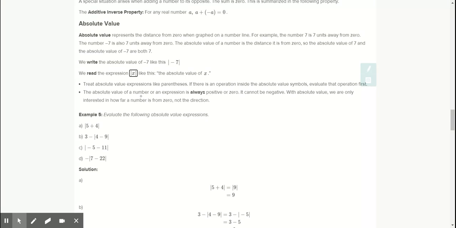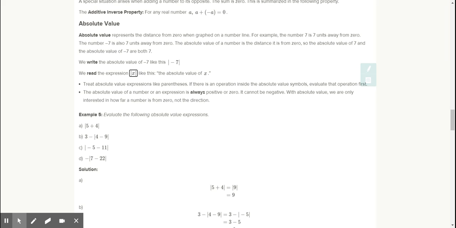The absolute value of a number or expression is always positive or 0. So you're never going to have a negative number when you're dealing with absolute value. It cannot be negative. So with absolute value, we are only interested in how far a number is from 0, not the direction.